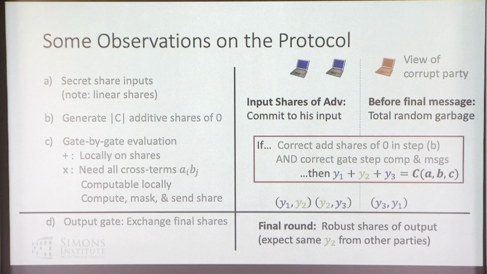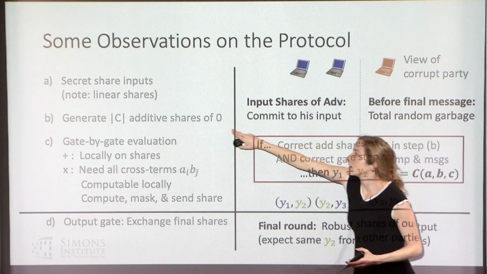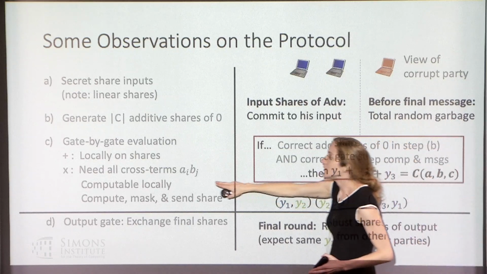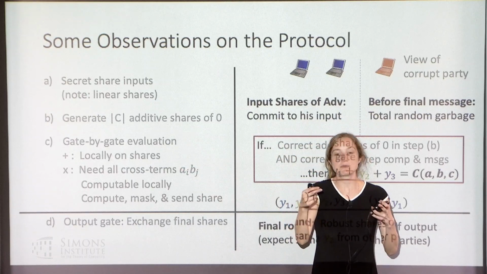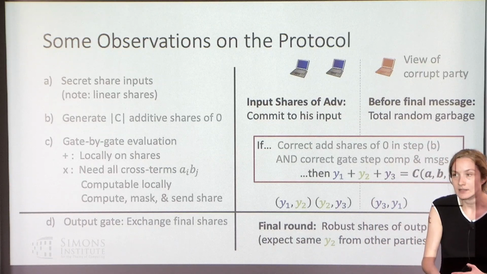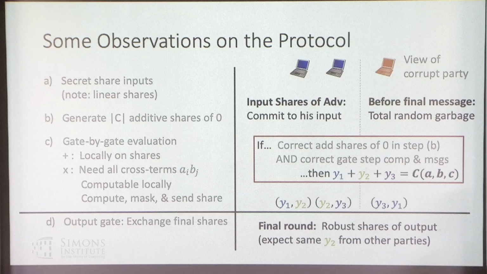And the final thing is that if these really are correct additive shares of 0 that are generated here, and remember that there was some operation for each multiplication gate. You had some shares from previous steps, you were supposed to multiply them in a particular fashion, add them up, and then send something out. If each and every one of those steps was performed correctly, then, trickling through the circuit, you have the property that the thing you compute, these shares at the very end, really is the circuit evaluated on the inputs.